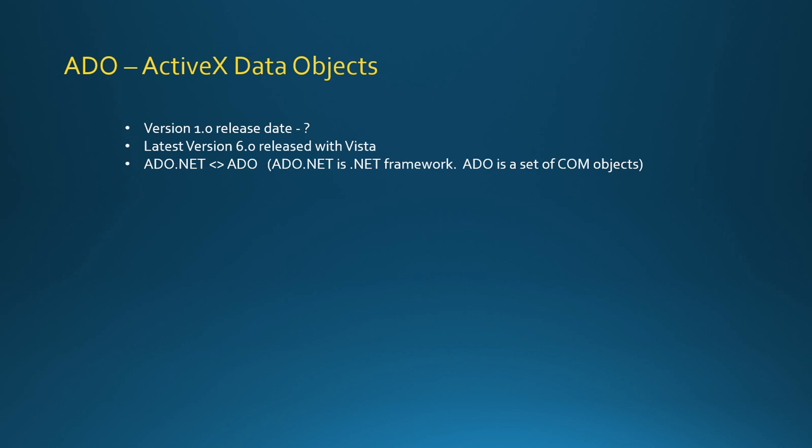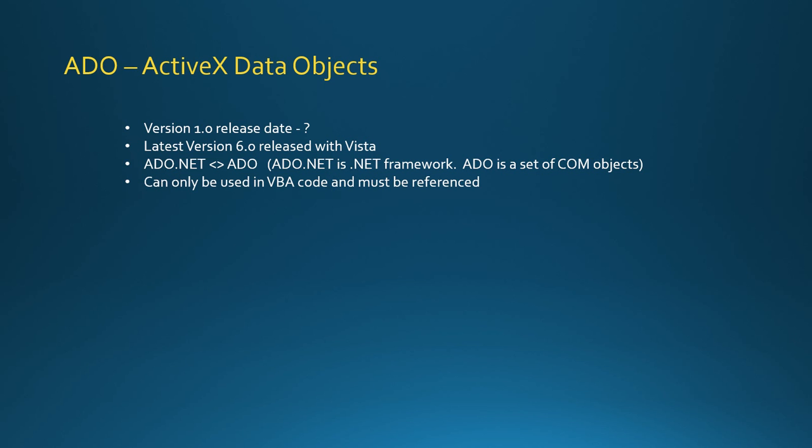ADO.NET, this is an important thing to know. ADO.NET is not ADO. ADO.NET is part of the .NET framework, and ADO is a set of COM objects. These are two completely different things. However, there is a lot of similarity in the syntax and in the way that ADO.NET and ADO are used. So if you are planning on going to the .NET framework, ADO.NET is very similar to what you will learn when you're trying to do ADO in Access. So just be aware of that.